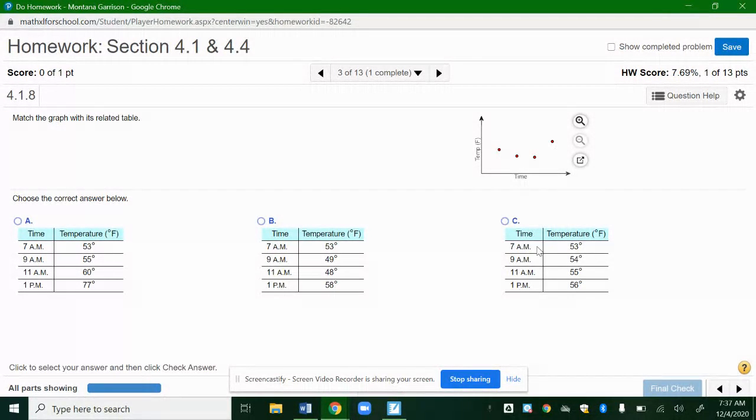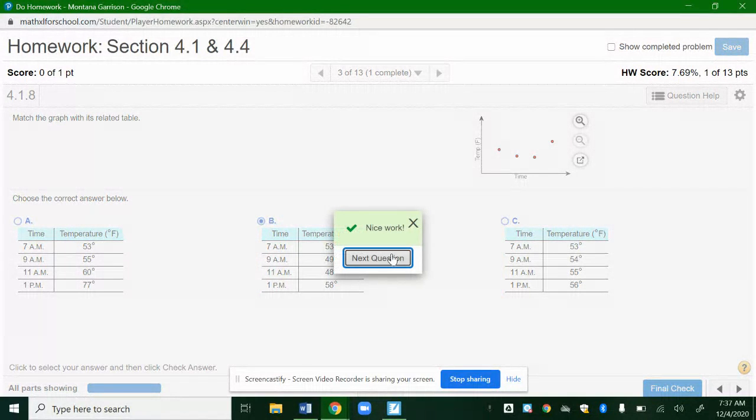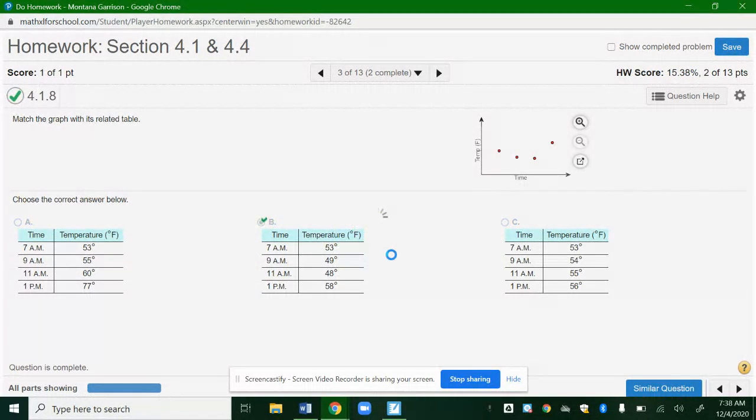But let's check C just to make sure. C has it going from 53 to 54, 55, 56. Again, we're back to all increasing. Our graph is not increasing the entire time. So we know B is the correct answer. So again, really watching those little details, even though there are no numbers on your graph.